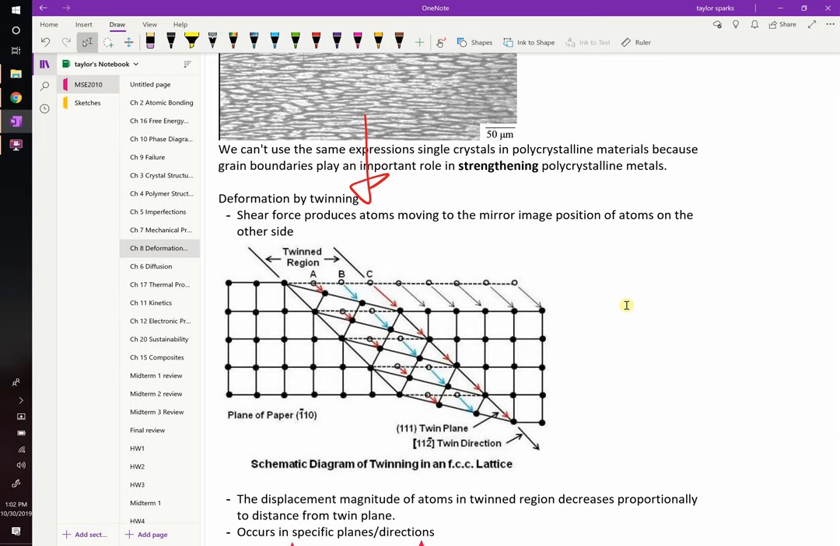So what this is, it's cooperative motion of many atoms. All these atoms all have to sort of shift at the same time in the same direction in order for this to happen. So what would that create? When you have a bunch of atoms all shifting in the same direction, what is that? Anybody? What?